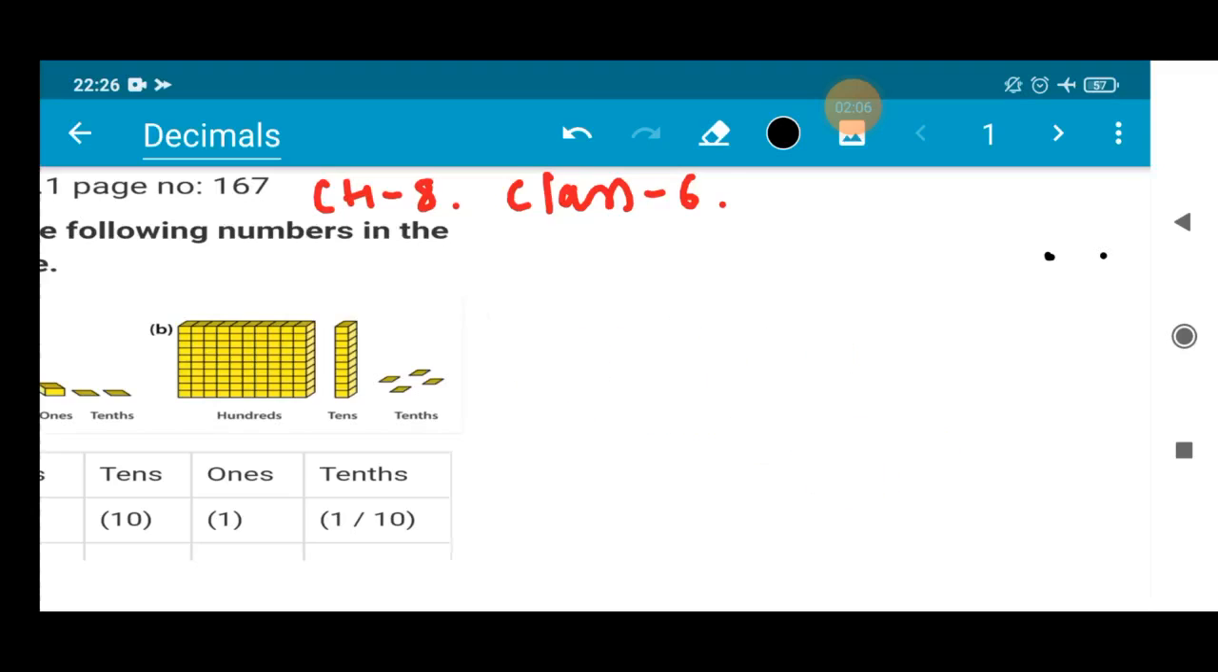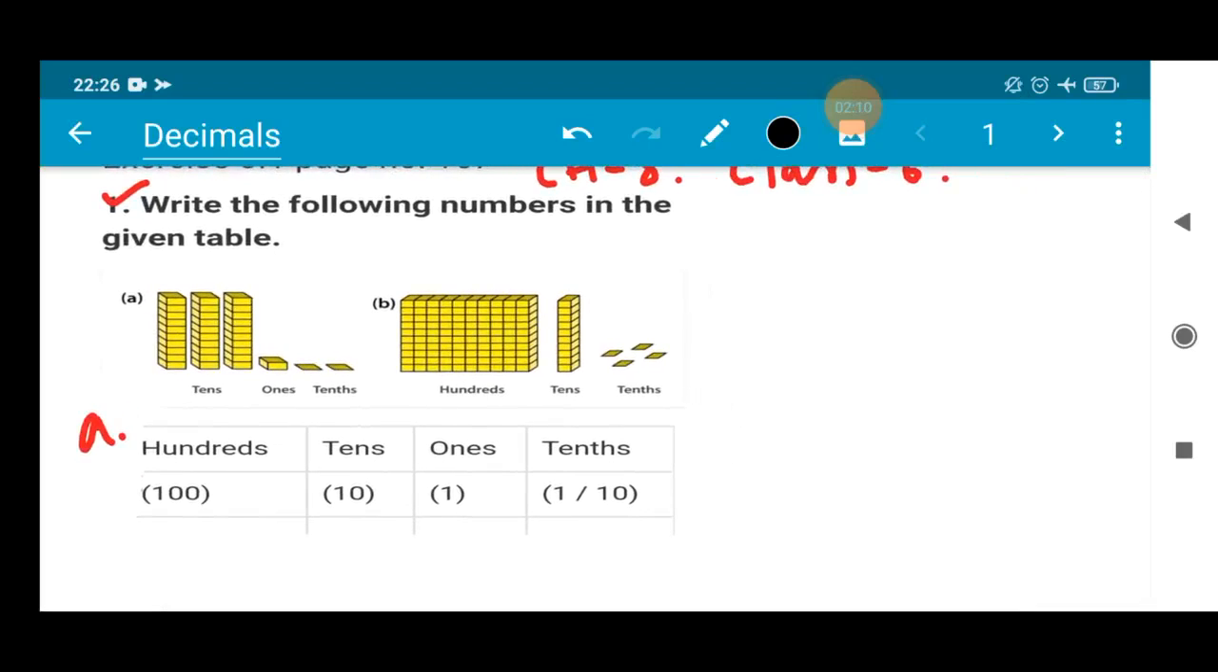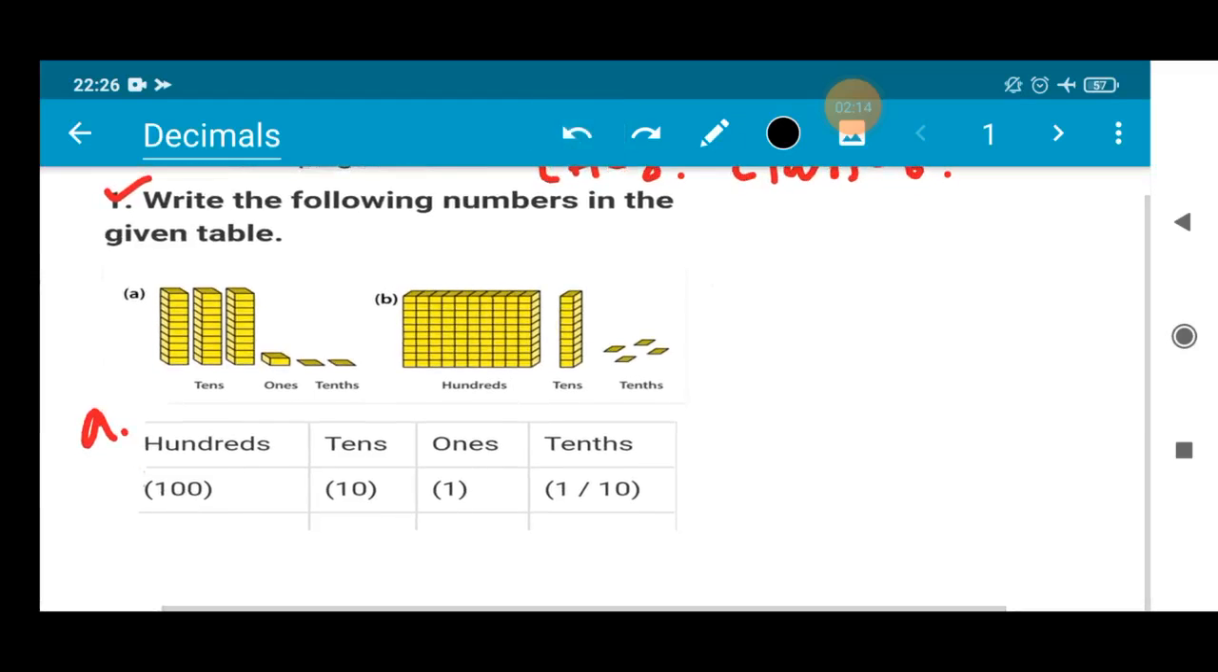Using that concept, now we will solve this problem. We have to look at figure A and fill this box. This is the tenths position. How many cards can you see in tenths? 2, right? So you simply write 2 there. Tenths means it is after the decimal, right? Now in the ones position there is only 1, so you simply write 1.